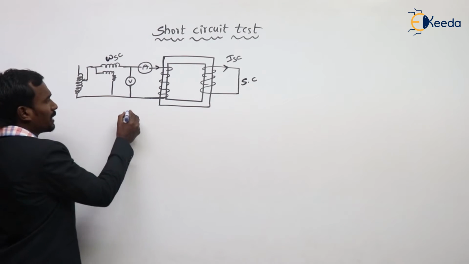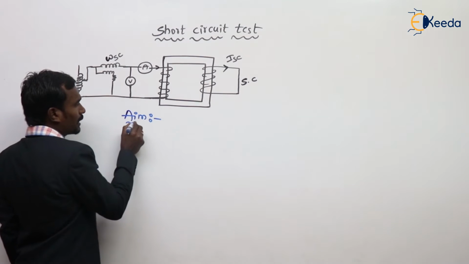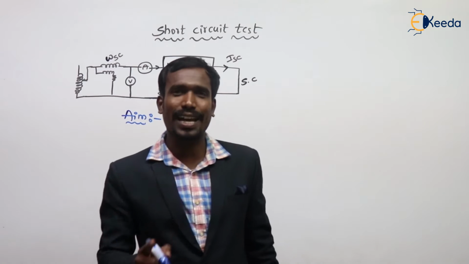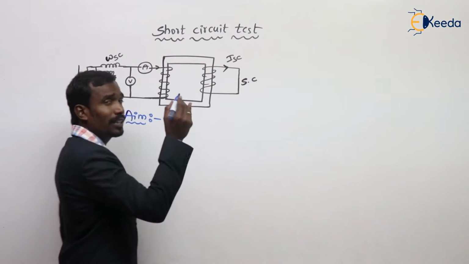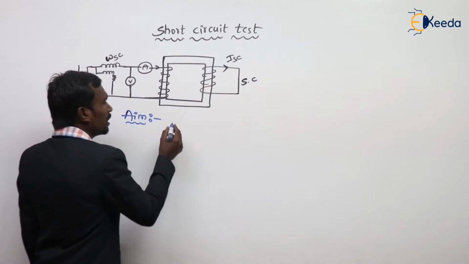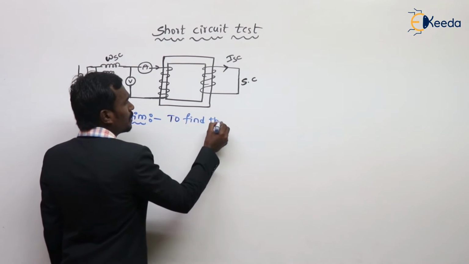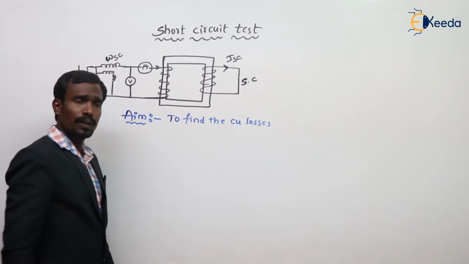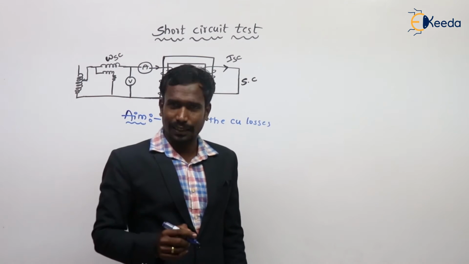First of all, what are the aims? Why are we going to conduct this test? Up to now, in the open circuit test, we just calculated no load losses. But now we can calculate copper losses also from this test. So the first aim is to find the copper losses, and the no load parameters are completed.